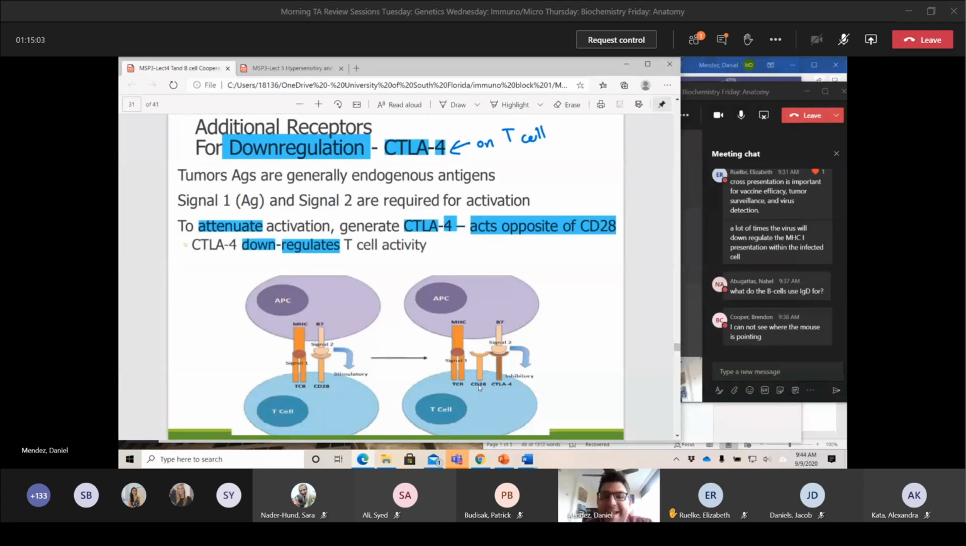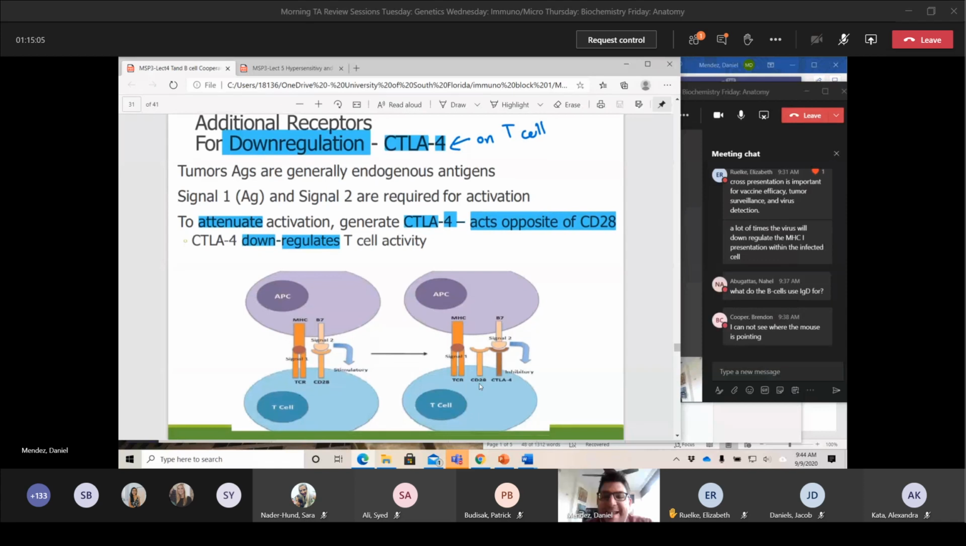So this is actually going to downregulate our immune response. This is important because if we do not have this, then we have an overactive immune system. This CTLA-4 is going to be used when we need to stop our immune response. If we didn't have that, we'd have constant autoimmunity. This is how we can attenuate our immune response after we've already dealt with the antigen or with the microbe.